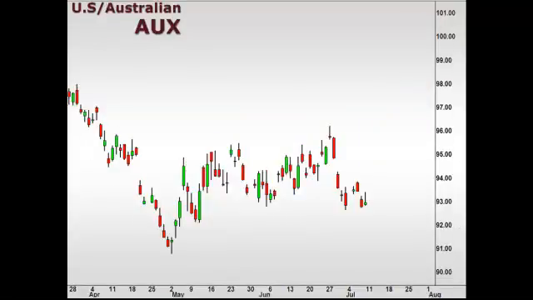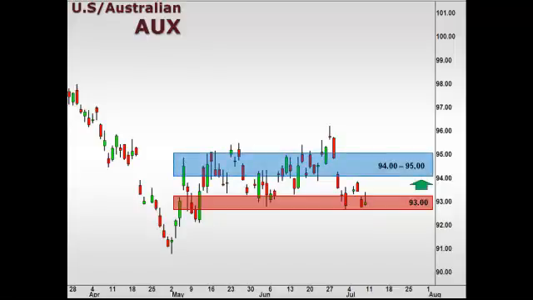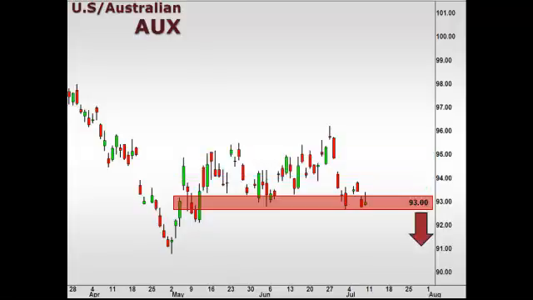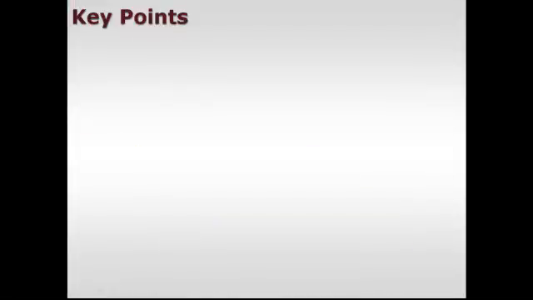Next up, the AUX, the U.S. versus the Australian dollar. Now, the AUX continues to find support down at this 93 level after a moderate bounce early in the week. Now, should the 93 level hold, this 94-95 focal zone will once again act as a key overhead resistance. Failure to hold 93 opens the window for a continuation lower for the AUX.